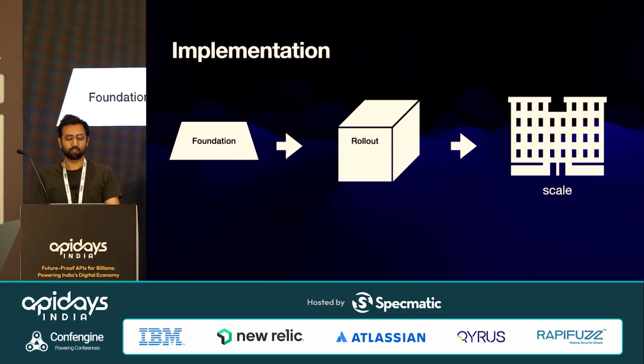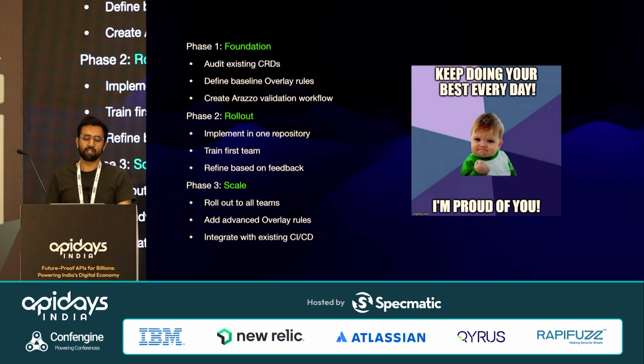The implementation phase was divided into three parts: foundation, rollout, and scale. Phase one was foundation. You can apply edits to your existing CRD files, and you can have overlay rules which can be discussed within your team and your org, and then you can create an Arazzo workflow on the basis of that.